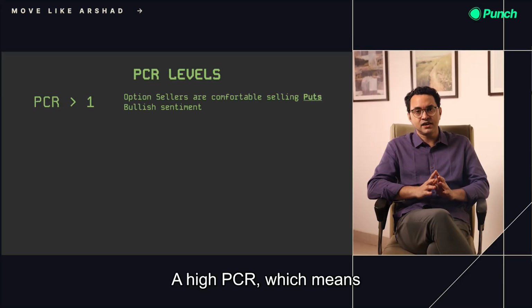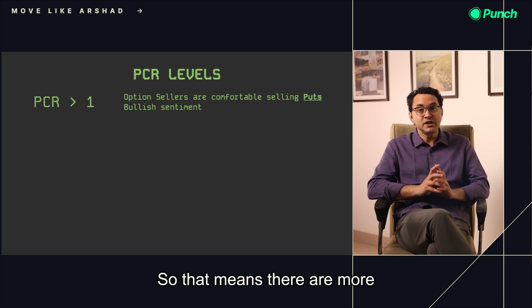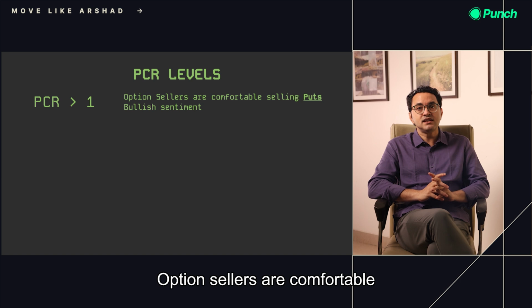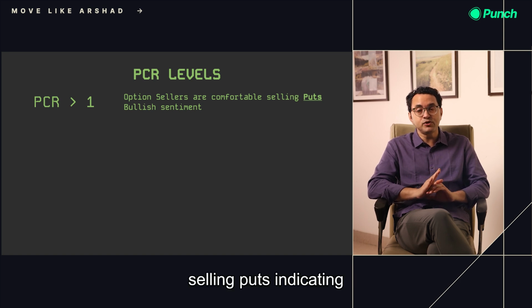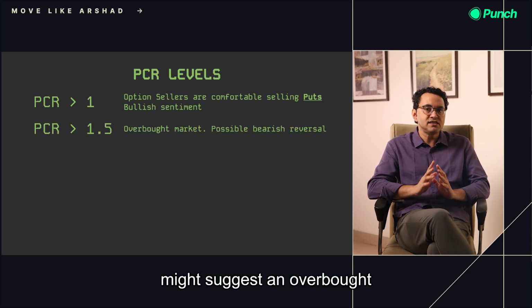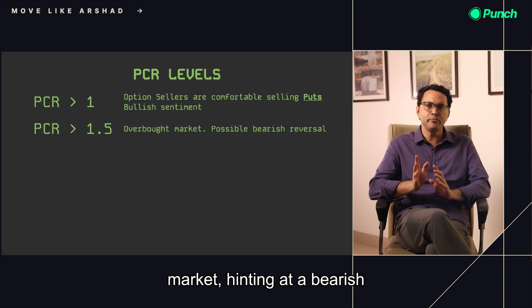A high PCR, which means greater than 1, means there are more puts than calls in the open interest. Option sellers are comfortable selling puts, indicating bullish sentiment. However, a PCR above 1.5 might suggest an overbought market, hinting at a bearish reversal.